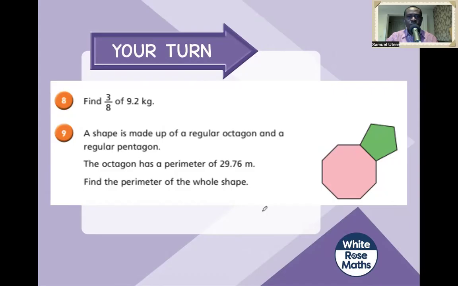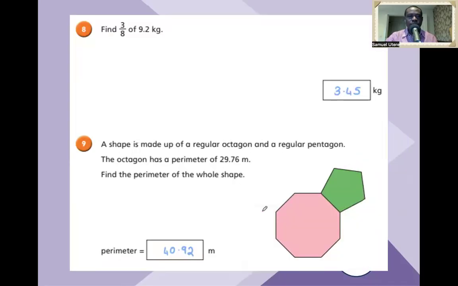Assuming you've paused the video and you've answered the questions, here are the answers. Here you were asked to find 3/8 of 9.2 kilograms. What that means is you do 9.2 divided by 8, and then whatever you get, you multiply it by 3. That will give you that. But I want to discuss this one.